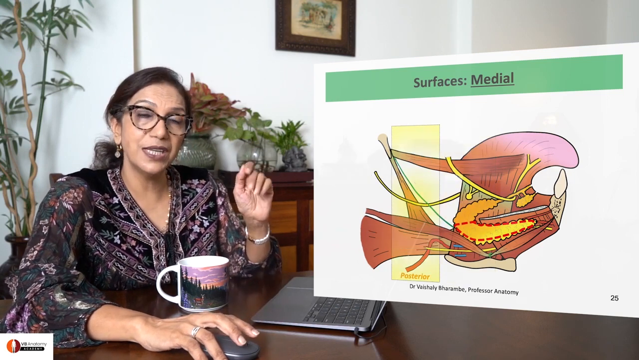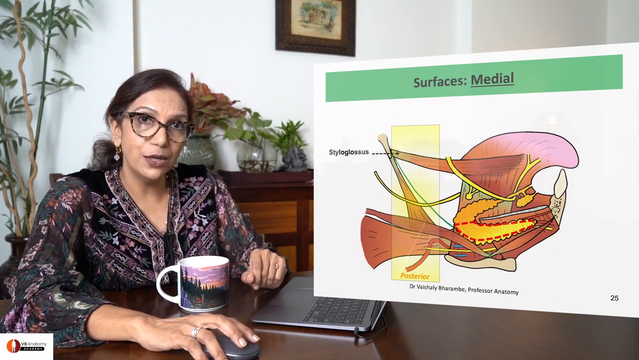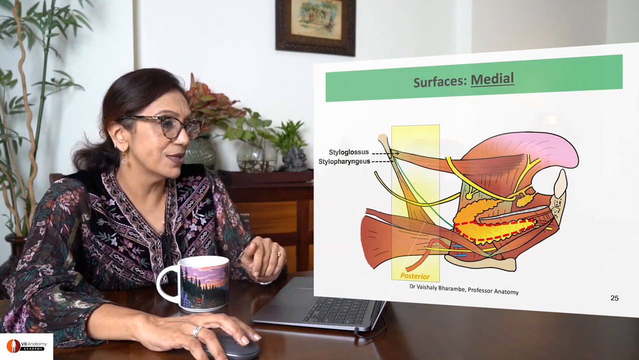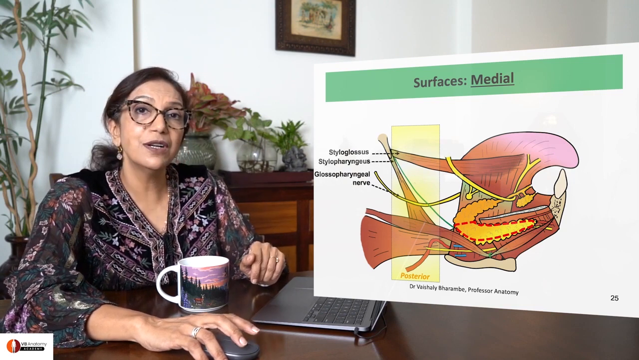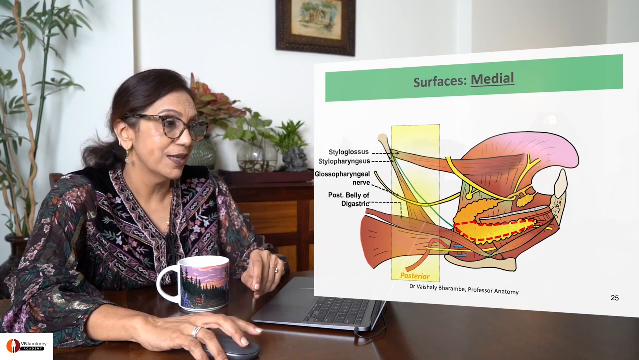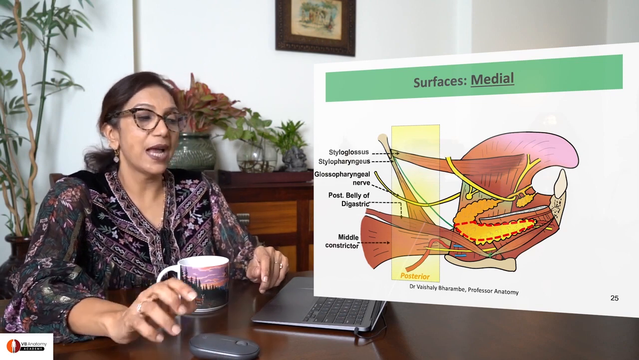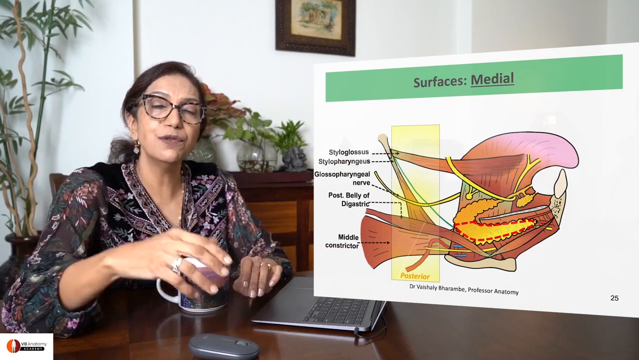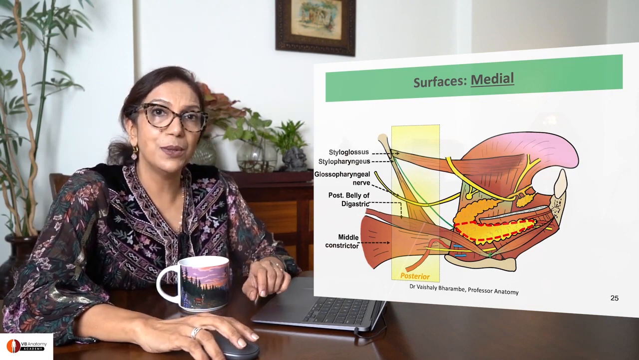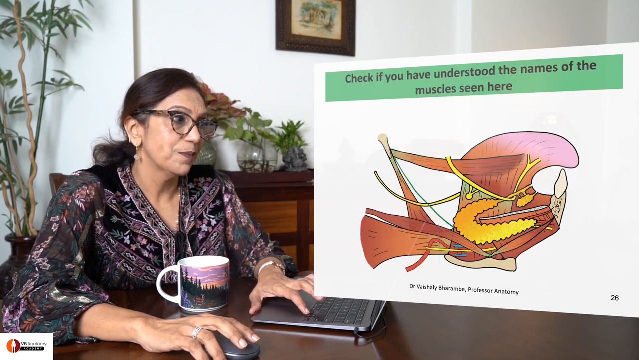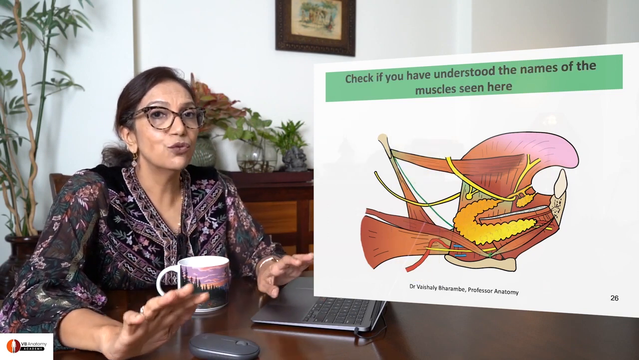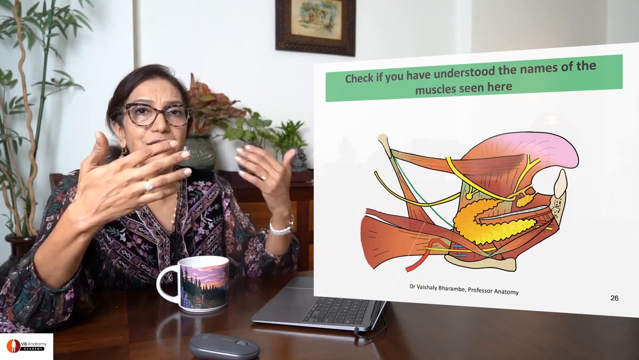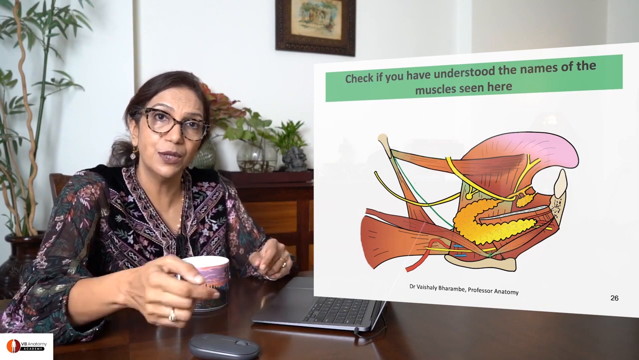Come further posteriorly now, you find styloglossus. Structures coming from the styloid process, styloglossus, stylopharyngeus. Which nerve? Obviously glossopharyngeal. Posterior belly of digastric and the middle constrictor. These are all more posterior relations of superficial part of submandibular gland. Okay. So let's stop here and let's see if you really understood. Because there's a lot of stuff coming your way. Check yourself whether you've understood.